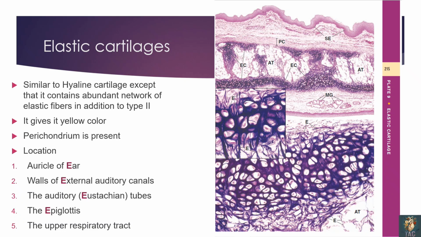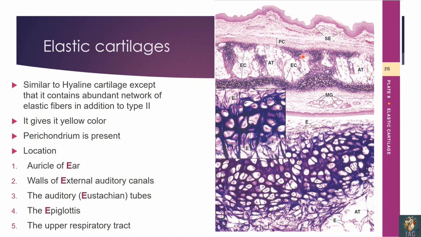Next is the elastic cartilage. This elastic cartilage is similar to hyaline cartilage, except that it contains an abundant network of elastic fibers in addition to type 2 collagen. So in this slide you can see in the background a large number of elastic fibers, which are stained black with special stains, and you can appreciate this is the slide of the pinna of the ear. Here you can see the epithelium of the pinna, which is stratified squamous keratinized type.